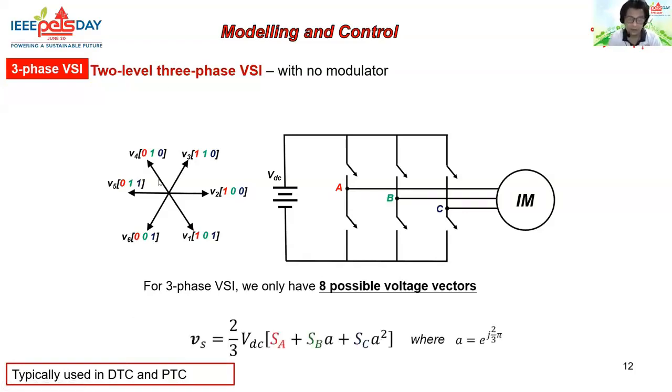Okay, for this three-phase, two-level VSI, there are 8 possible switching states, as shown here by the voltage vector diagram, which can also be expressed in terms of the switching states of the inverter, SA, SB, and SC, where S can be either 1 or 0. If it is 1, then the upper switch of the leg is turned on, and if it is 0, it means that the lower switch of the leg is turned on.